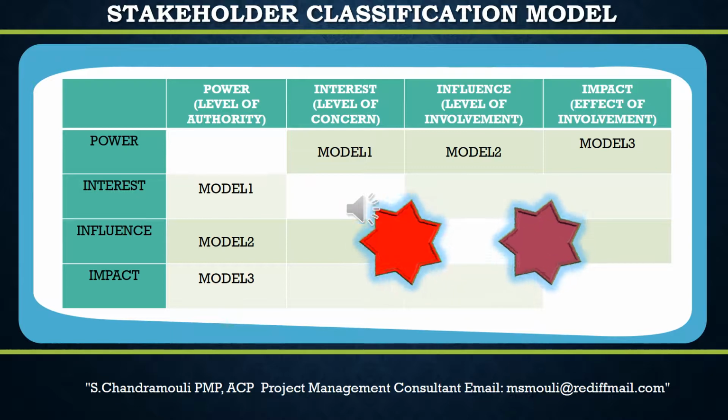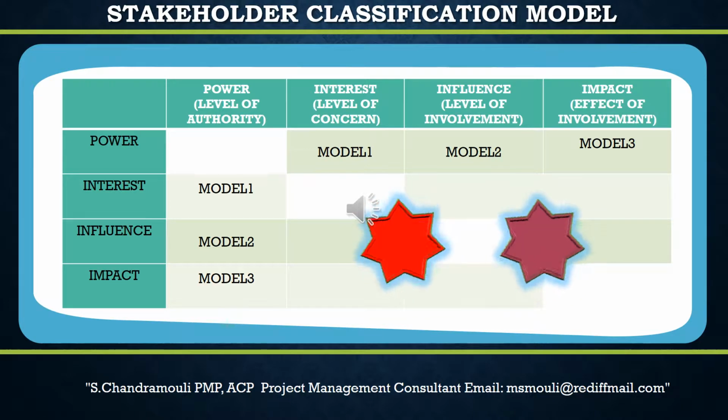Some of the most popular classification models are: 1. Power and interest grid. 2. Power and influence grid. 3. Influence and impact grid. 4. Power, urgency, and legitimacy grid.